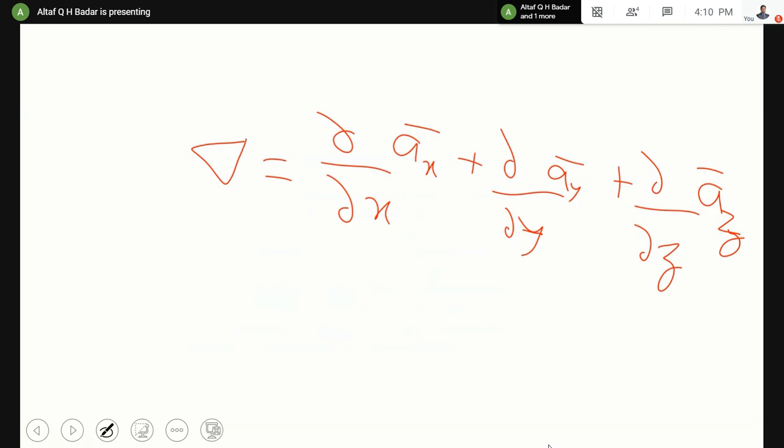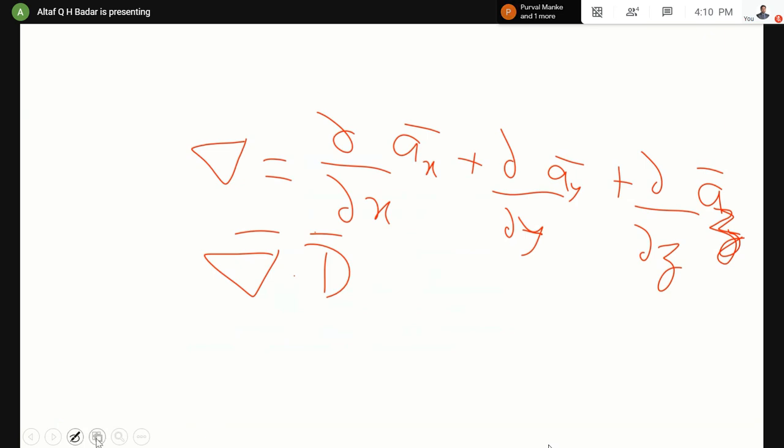So this is how it is given. This is a vector. Then when we go for the dot product, it becomes like this. This is a vector, this is a vector. The dot product of two vectors will be a scalar. So this is how you move ahead with it.